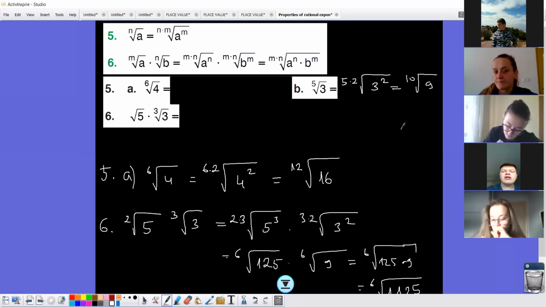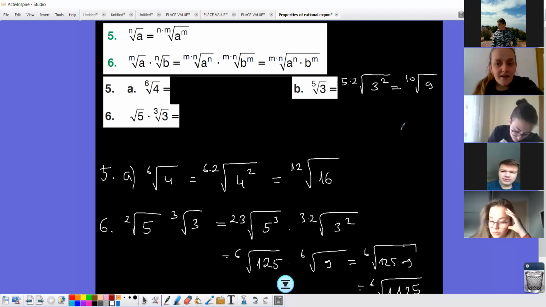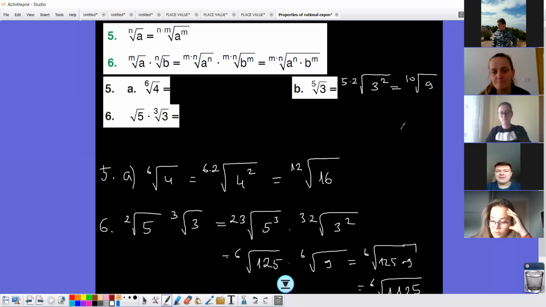Teacher, then can we take the 9 out? You cannot take 9 out here because it is the 10th root. You need to find a number. Oh, okay. Are we clear? Yes.